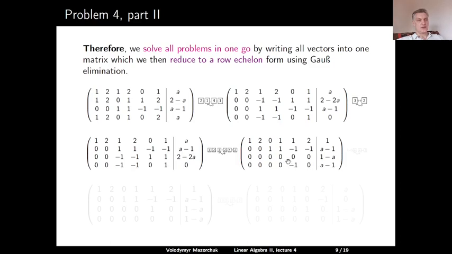So now we have this minus 1 here in row 4 and column 5. We can multiply it with minus 1 and then swap with row 3 to get 1 here.